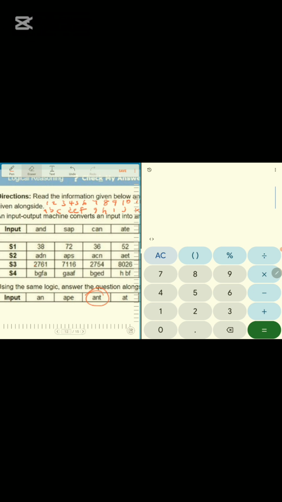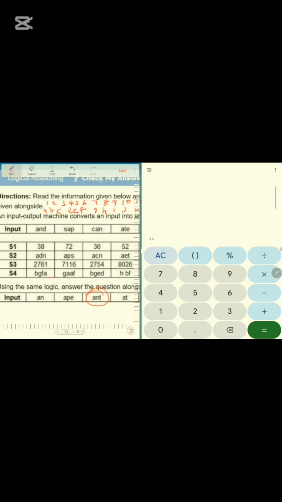First, you might at some point notice that for ADN, A is 1, the first alphabet, D is the fourth alphabet, and N is the 14th alphabet. If you add them together, it will give you 19. 19 times 2 is 38. ADN is the same as AND, but now arranged in alphabetical order. But to find 2761 is a little more challenging.